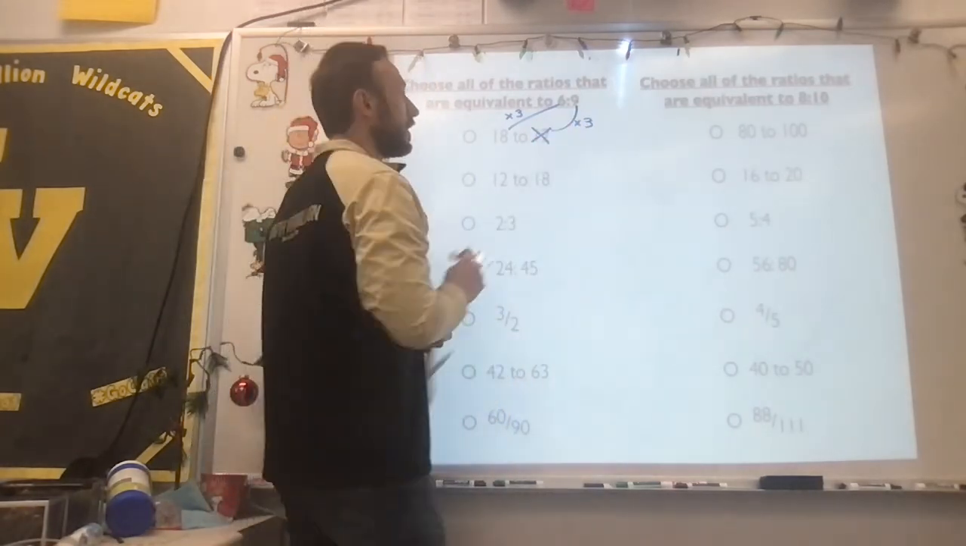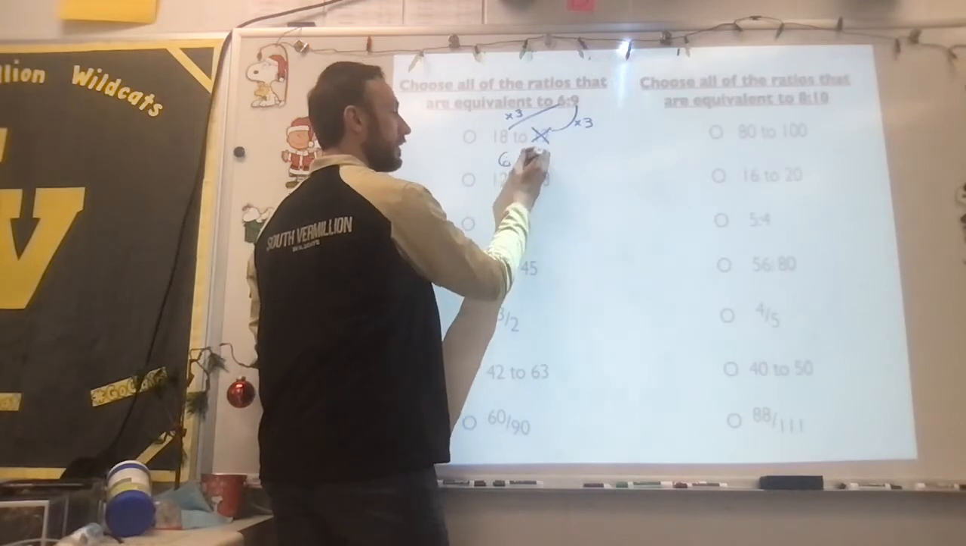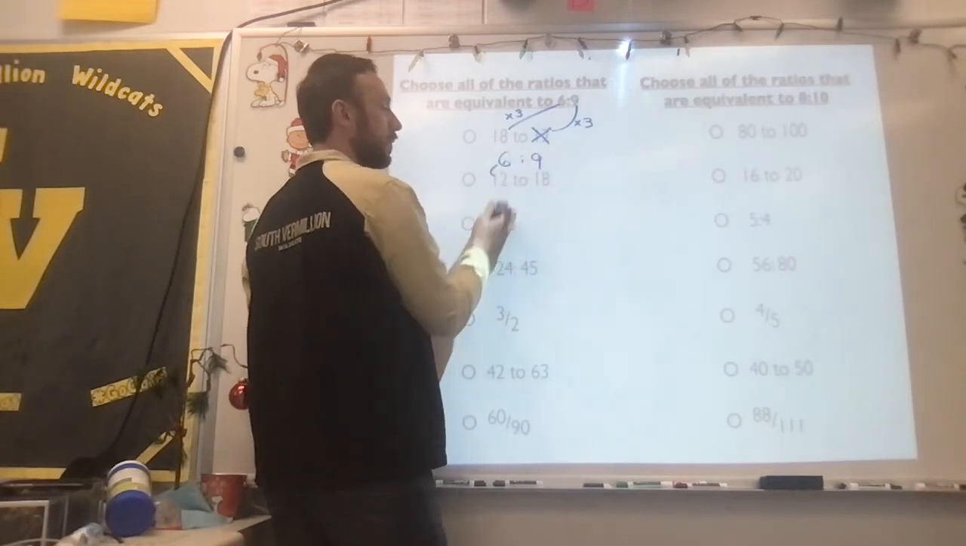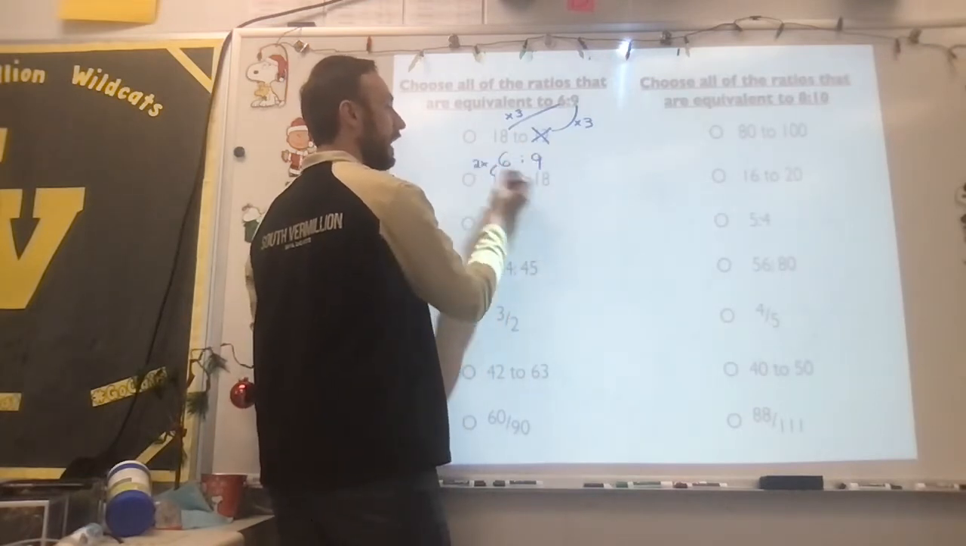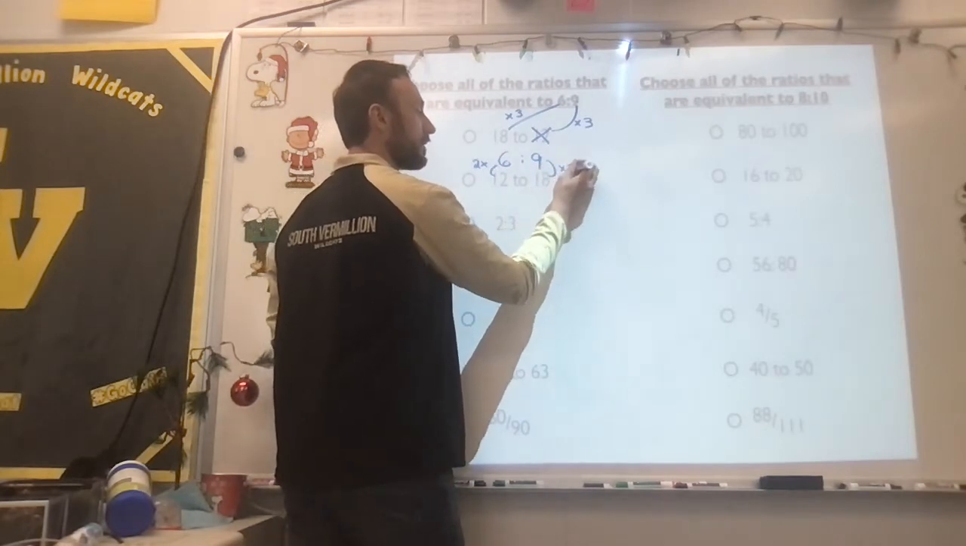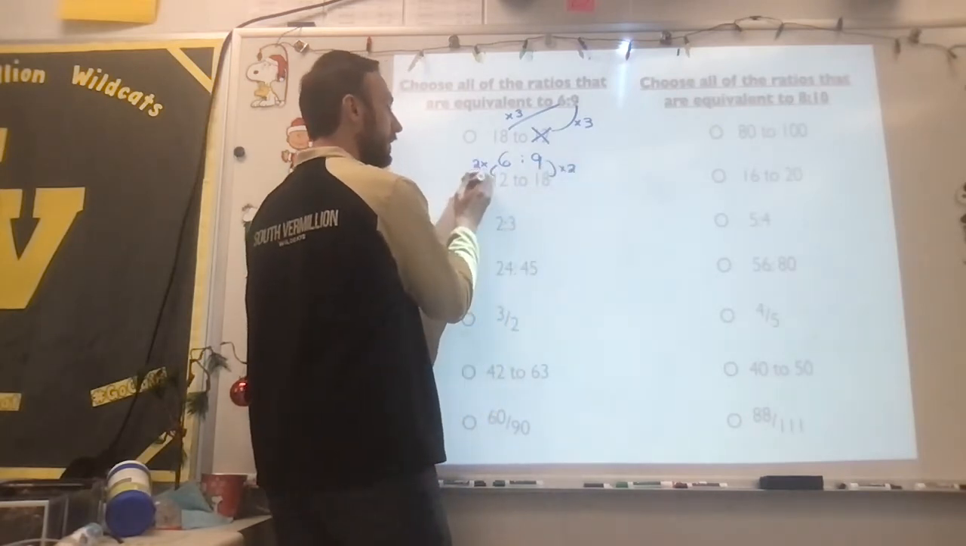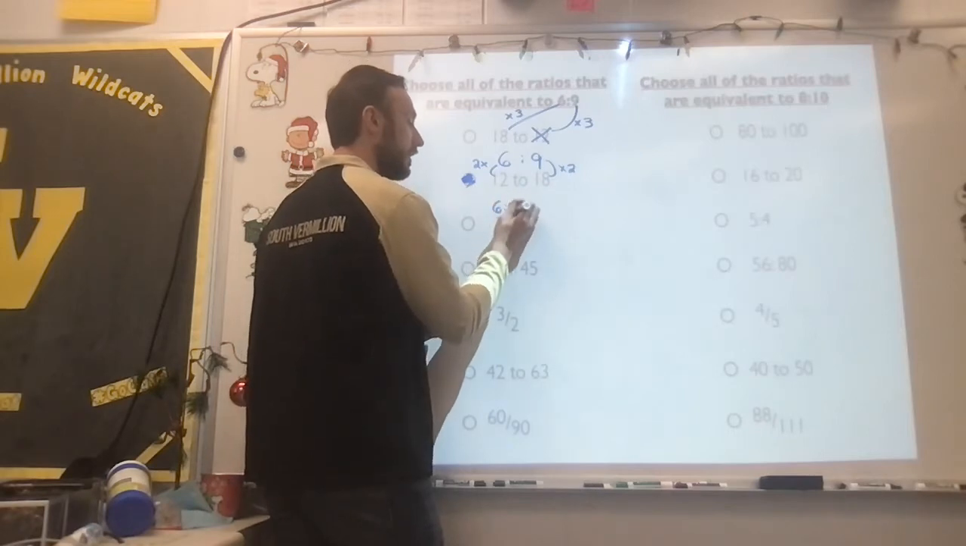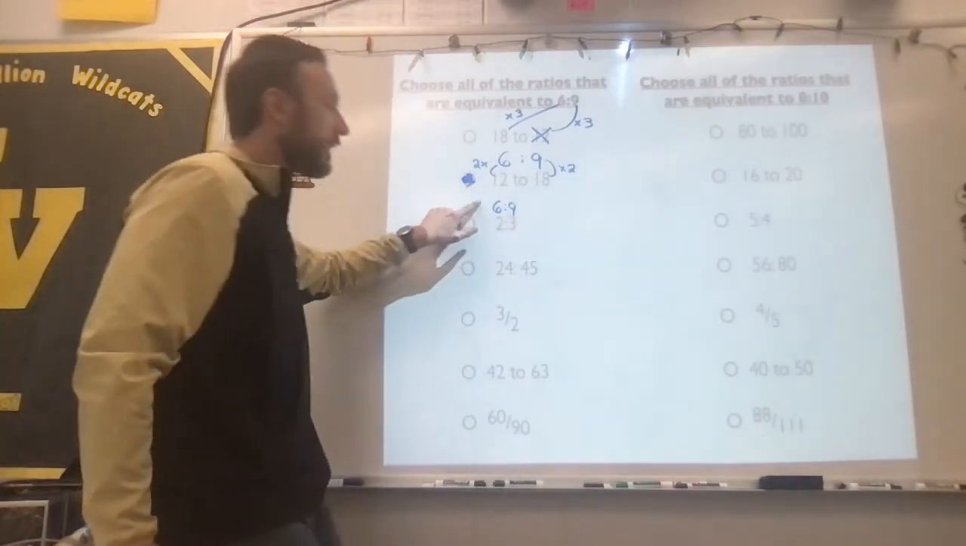Not at all. So let's do 6 to 9 here. How does 6 become 12? Times 2. How does 9 become 18? Times 2. That's true. So that's an equivalent ratio. 6 to 9. Right, Shaggy. This time it gets smaller.